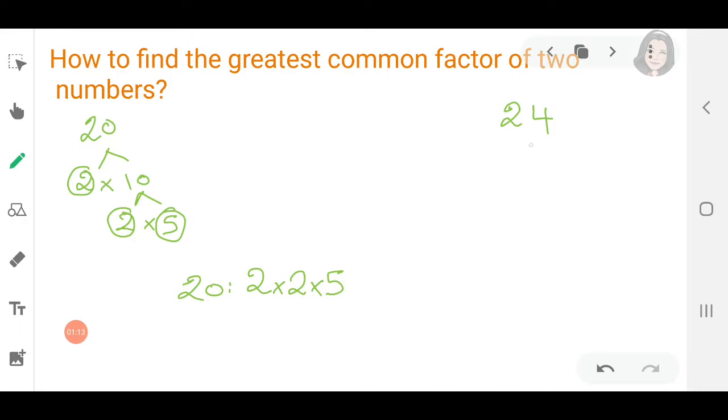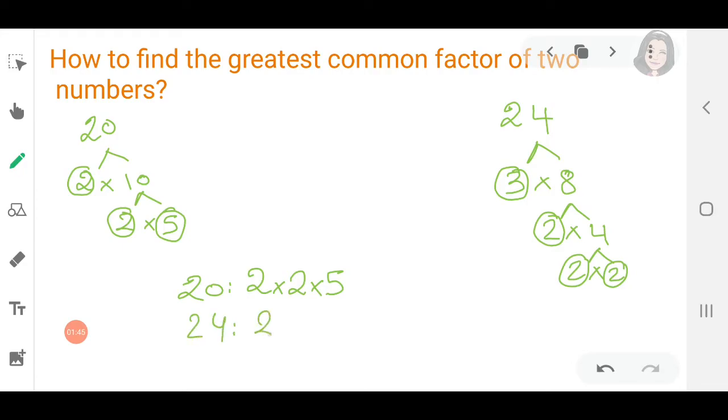Now let's move on to 24. What gives me 24? It's 3 times 8, or 2 times 12, or 4 times 6. It's the same. 3 is a prime number, so I'm going to circle it. 8 is not a prime number. What gives 8? It's 2 times 4. 2 is a prime number, I circle it. Is 4 a prime number? Of course not, because 2 times 2 is 4, and the last two 2's are prime. So for 24, it's going to be 2 times 2 times 2 times 3, and that's it.